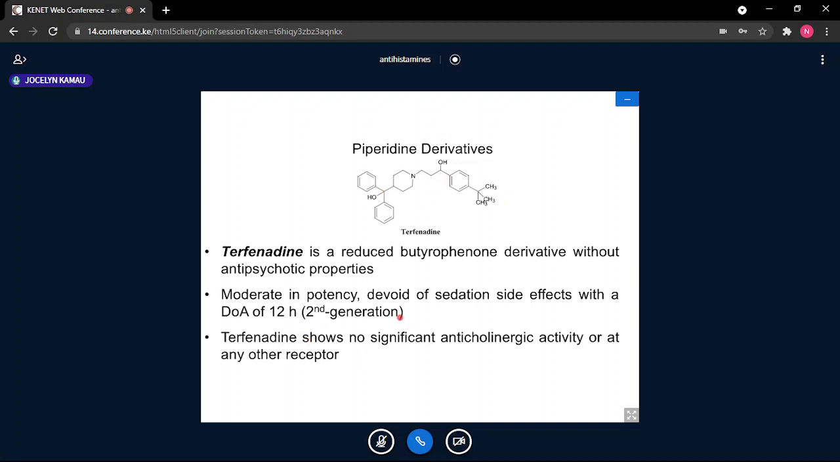It has moderate potency, devoid of sedation side effects, with a long duration of activity. Terfenadine shows no significant anticholinergic activity or activity at any other receptor. So this is a good drug in this respect.